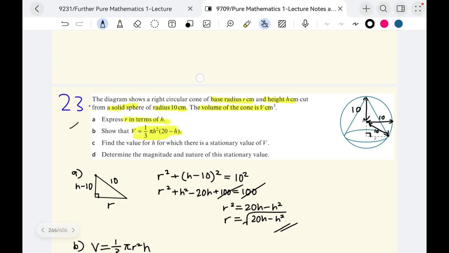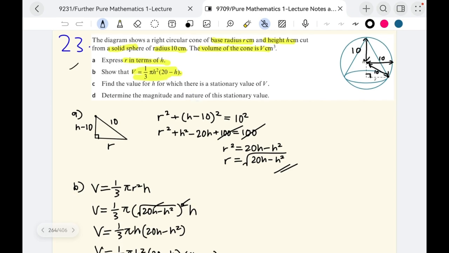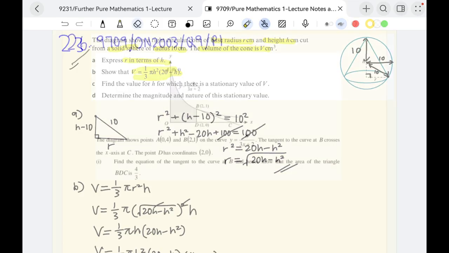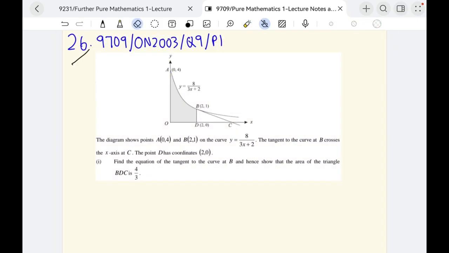So this is how you apply the basic concepts of differentiation inside geometry or other mathematical application questions. So yeah, it is our time to discuss the past year questions. Alright, let's move on to the next question, which is question 26. As this is the first past year question we are going to discuss today, this is from 9709, October/November 2003, question 9 from paper 1.